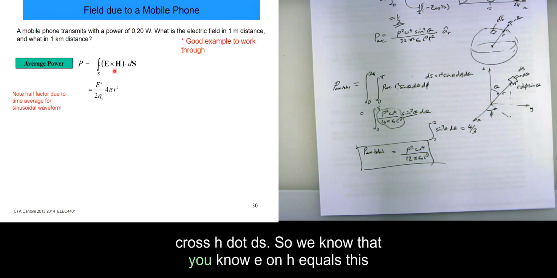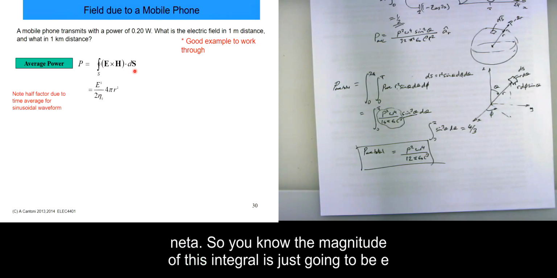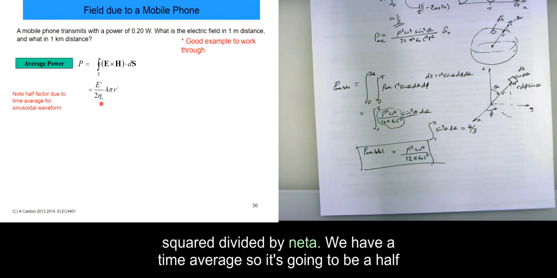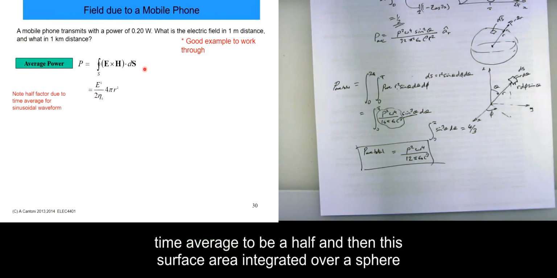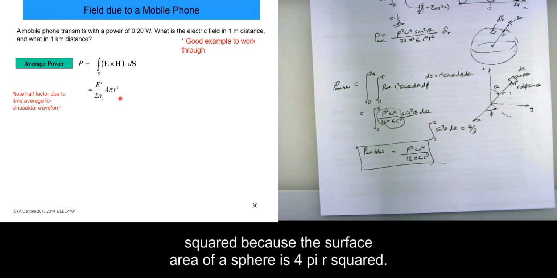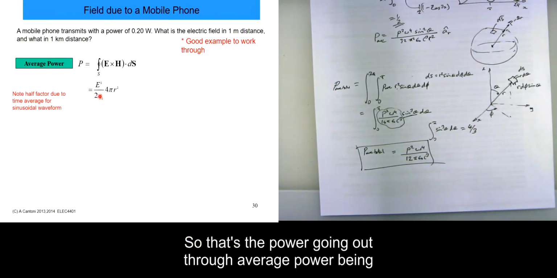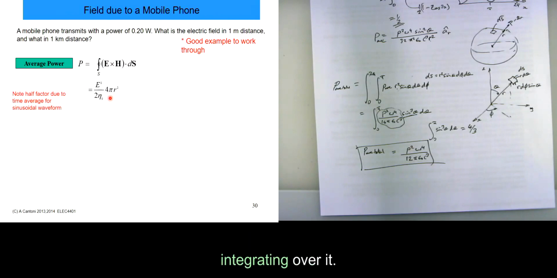We know that E on H equals this η, so the magnitude of this integral is just going to be E squared divided by η. We have a time average, so it's going to be a half, because it involves a sine squared term, and we're taking the time average to be a half. Then this is integrated over the surface of a sphere, which is just 4πr², because the surface area of a sphere is 4πr². That's the average power being emitted, going out through the sphere after integrating over it. That's fixed, and that's what's going to equal 0.2 watts.